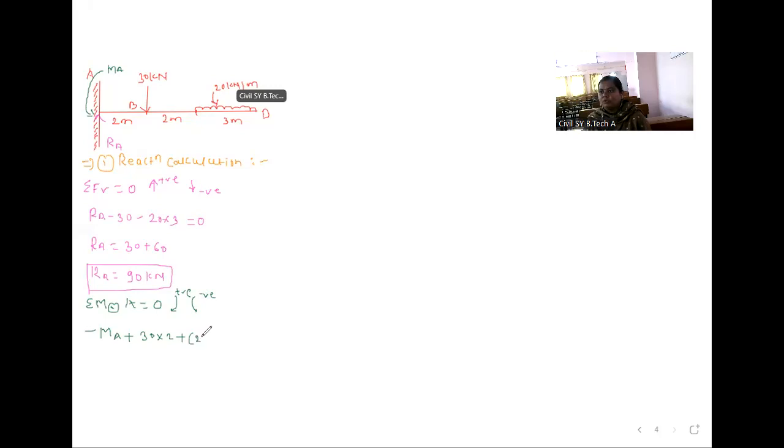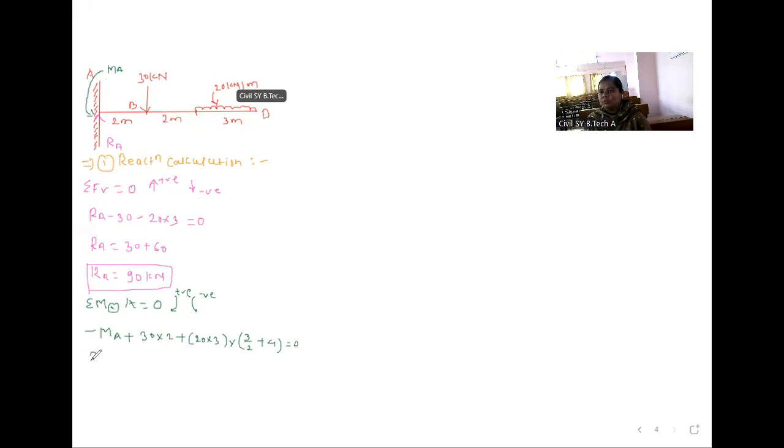First, we will convert load 20 into 3. After that, it will add 3 by 2 plus we have to take moment at A point. So 2 plus 2, that is 4, which is equal to 0. Now we will shift this MA to right side.